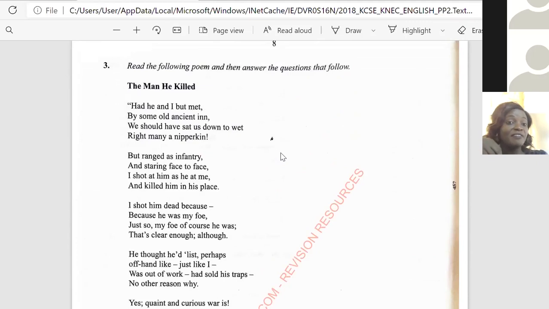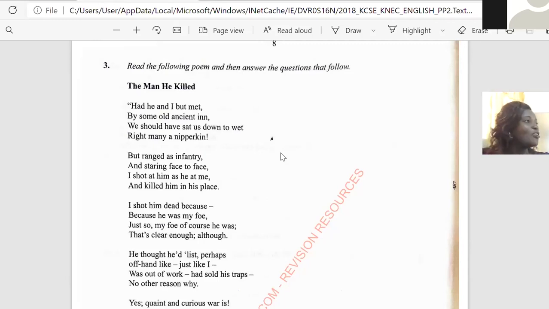Look at the rhyming words that we have there. We have met and wet. We have in and nipperkin. We have infantry. No, infantry is not rhyming, but we have face and place, right? We have infantry and me, infantry, EE. Are we there? Yes. Then we have because and was. We have for and although, right? So it has a lot of rhyme in it. There are so many rhyming words.